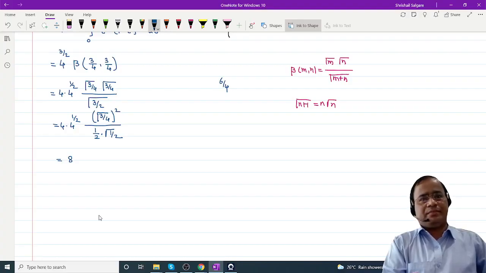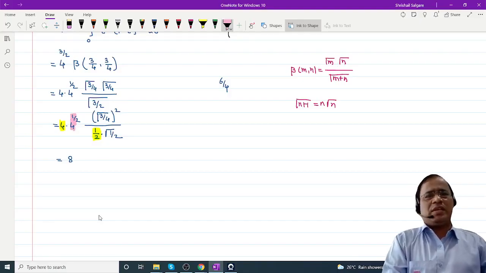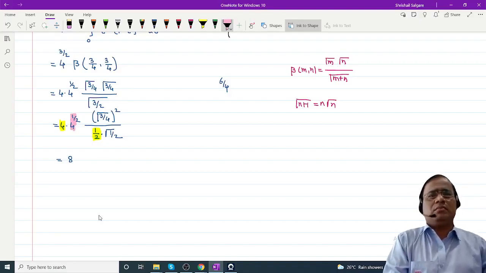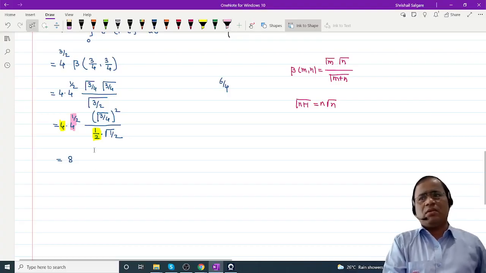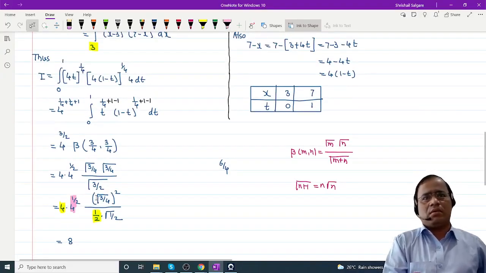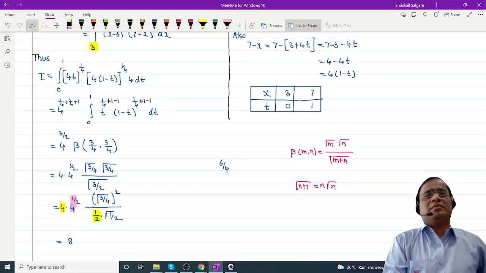Eight. Well, from where am I writing 8? This 4 and this 1 by 2 comes as 8, and these two terms I will write together. What is this, 2 raised to 4 raised to 1 by 2? That should be beta. Something is wrong? Sir, it should be beta of 5 by 4. Yes, 5 by 4. I made a mistake here. Okay.